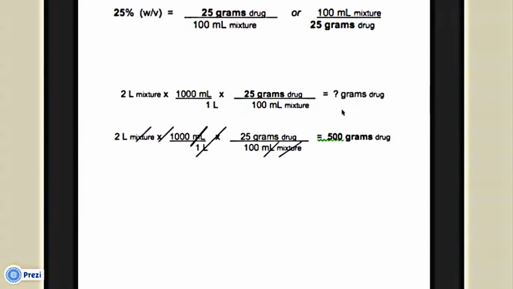After multiplying it all out, the liters would cancel, the milliliters would cancel, and you are left with grams. And after all of the math, you would have 500 grams of drug. This means that to make 2 liters of 25% weight per volume solution, we would weigh out 500 grams of drug and then dissolve it in enough solvent to make 2 liters of the mixture. Note that by completely labeling the drug and the mixture, we guarantee that the problem has been set up correctly. This is an additional safeguard for our patients.